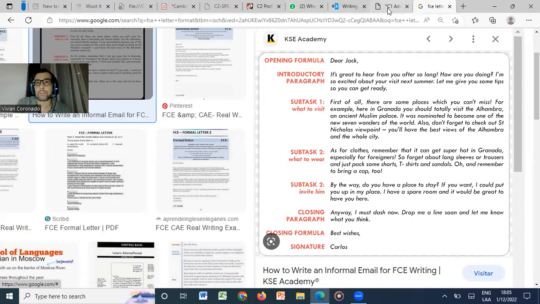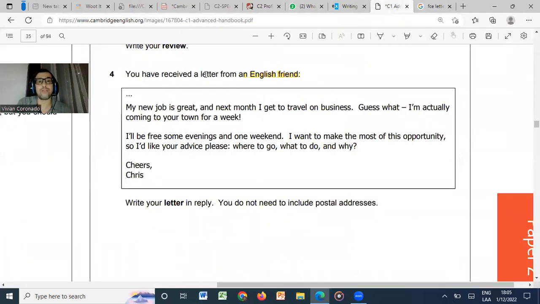For example, it says, okay, you have received a letter from an English friend. My new job is great. And next month, I get to travel on business. Guess what? I'm actually coming to your town for a week. I'll be here some evening on one weekend. I want to make the most of this opportunity. So I'd like your advice. Please, where to go? That's the first one, and what to do and why. So you see, in this case, he just wants to ask you where to go and what to do and why.